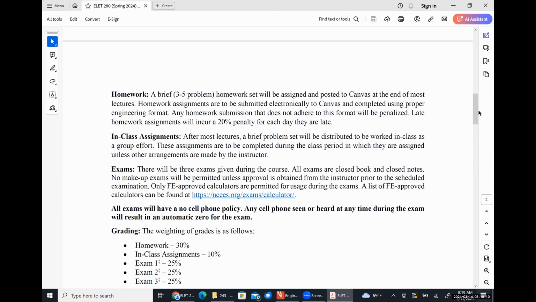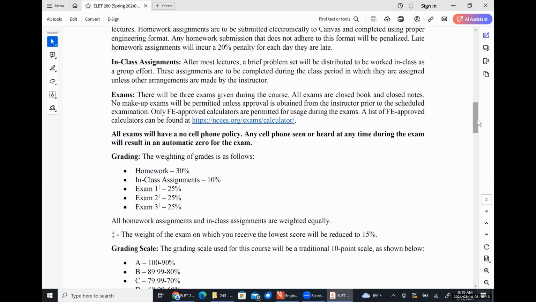All right, so no cell phones during the test. I think that's pretty self-explanatory.